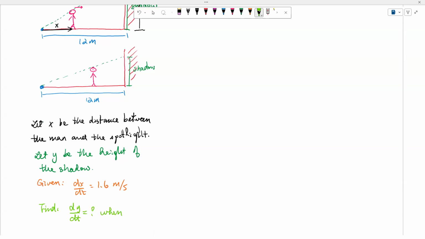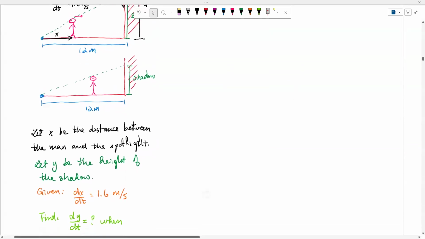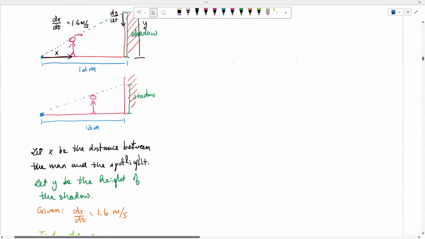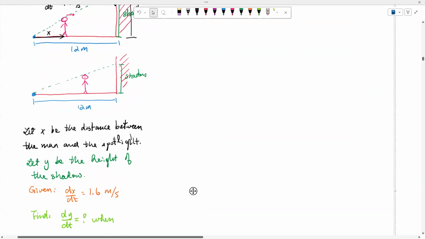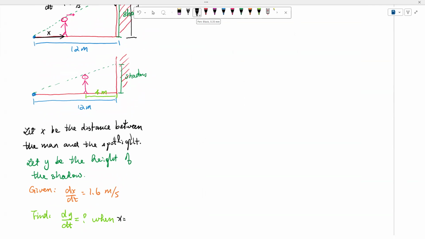Now let's check it out. We are looking for dy/dt when he is 4 meters from the building. If he is 4 meters from the building, what happens to x? It means x is equal to 8 meters, right?